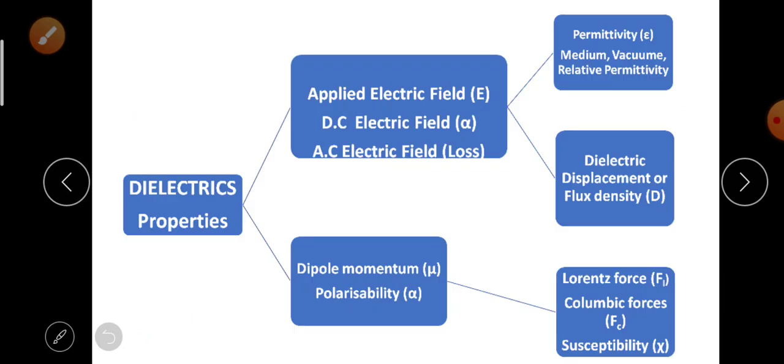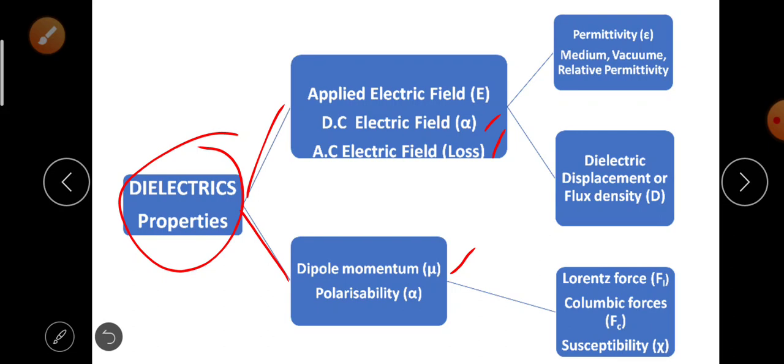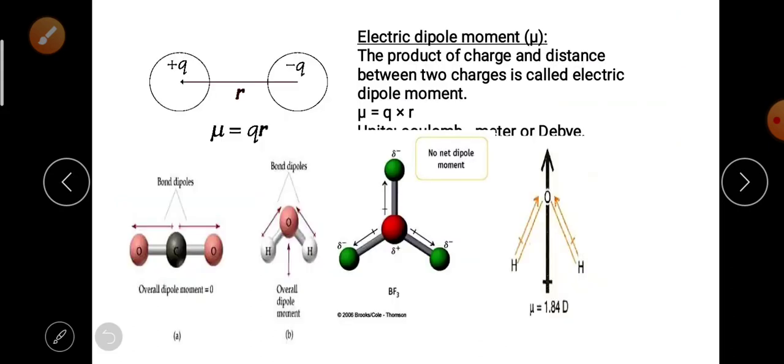Capacitors store charge. Dielectric properties are divided into two parts: applied electric field E and DC electric field alpha, and AC electric field loss. Another is the dipole moment mu and polarizability alpha, lattice force F1 and Coulombic forces Fc, and susceptibility Xi. Permittivity, epsilon of medium and vacuum, relative permittivity. Dielectric displacement or flux density.